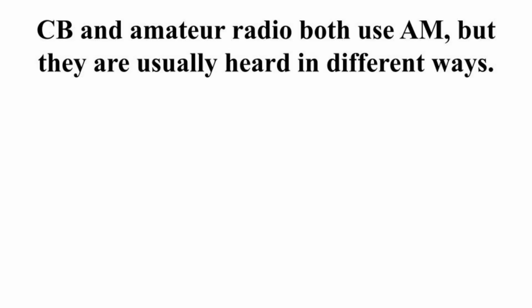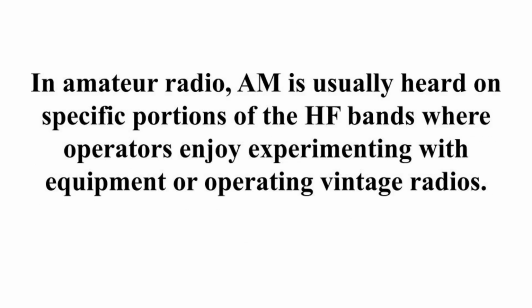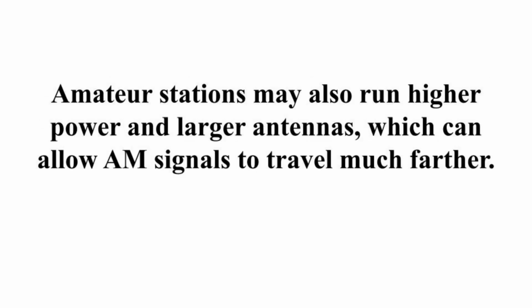CB and amateur radio both use AM, but they are usually heard in different ways. CB radio is limited to lower power levels and a small group of channels around 27 MHz, and conversations are often short and informal. In amateur radio, AM is usually heard on specific portions of the HF bands where operators enjoy experimenting with equipment or operating vintage radios. Amateur stations may also run higher power and larger antennas, which can allow AM signals to travel much farther.